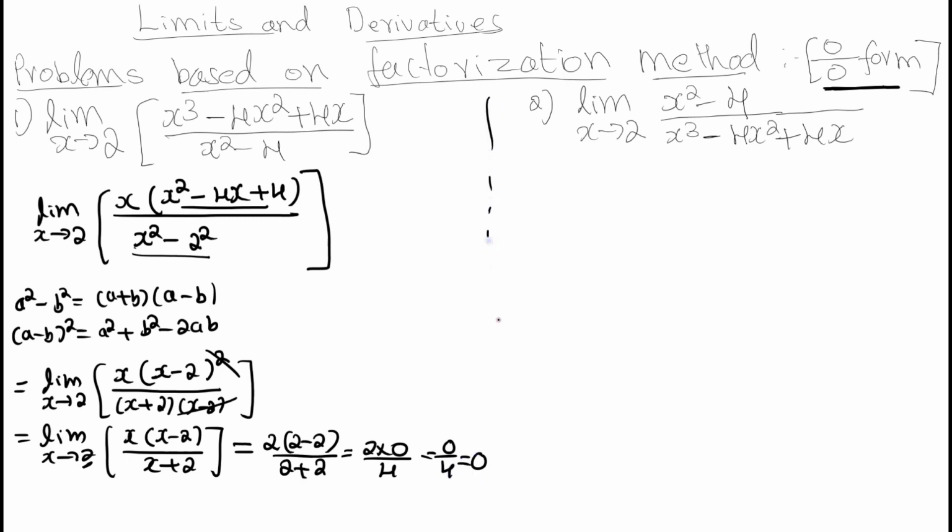So limit value is equal to 0. Why are we doing the factorization method? Because if you substitute x equal to 2 directly here, we'll get 2 cube is 8 minus 2 square is 4, 4 into minus 4 is minus 16, and again 4 into 2 is equal to plus 8, divided by 4 minus 4. Plus 16 minus 16 is equal to 0, divided by 4 minus 4, which is 0.